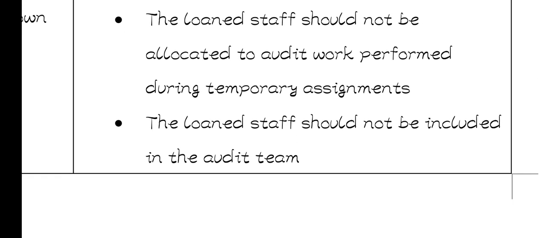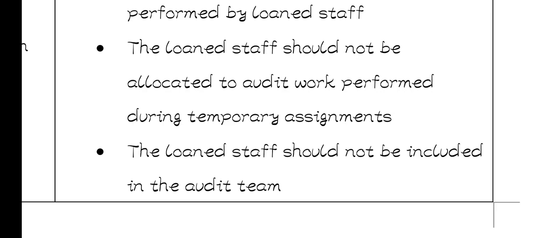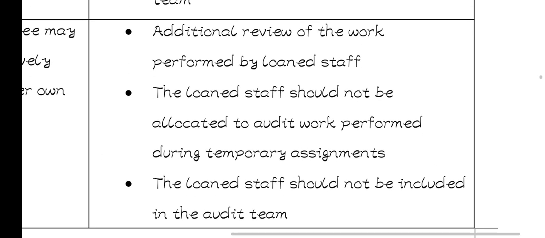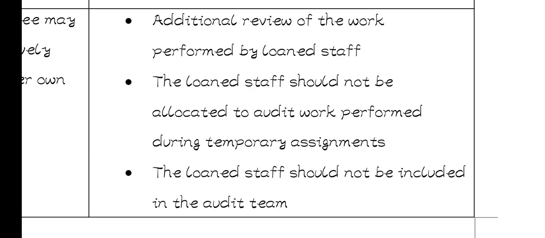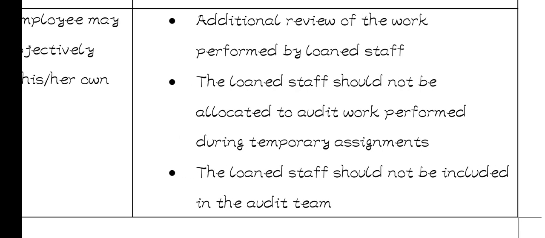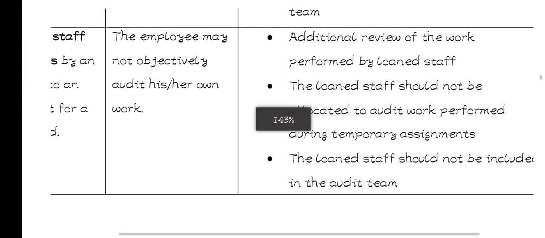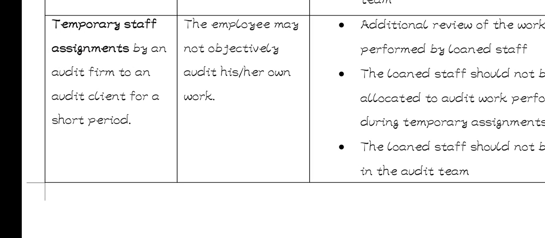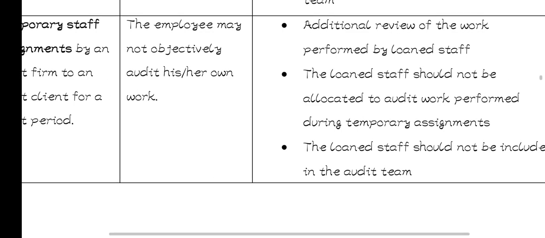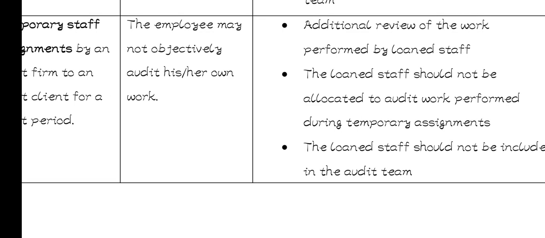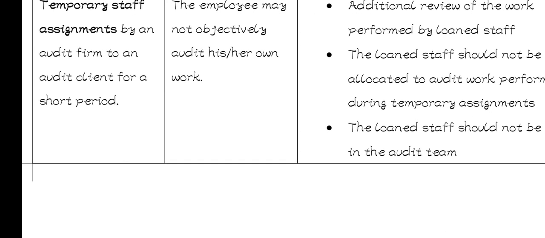Then another safeguard is that the loan staff should not be included in the team. If you can avoid it, do not include those that were working with the company before. Those people who were working on temporary assignments with MTN should not be included in the audit team to avoid self review threats. So those are the safeguards to temporary staff assignments. Additional review, then they should not be allocated the work that they performed or should not be included in the audit team.